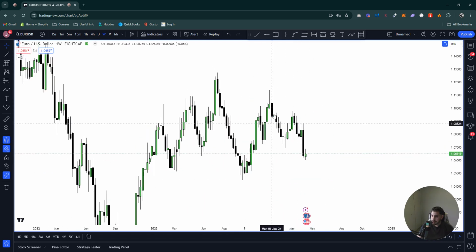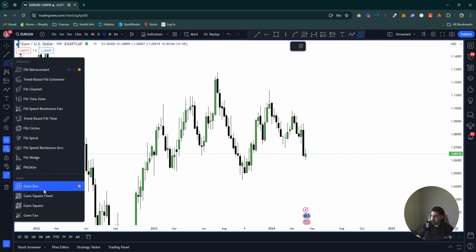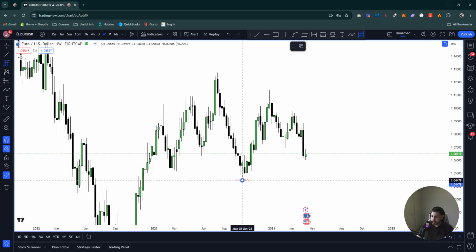Right off the bat, I'm going to show you guys the Gone box. You can find the Gone box over here on the left side. I'm going to take this swing low on the weekly. Actually, I have to anchor it from the top so you can see this better. So swing high right here and swing low right here. Actually, this is when it happened right there.